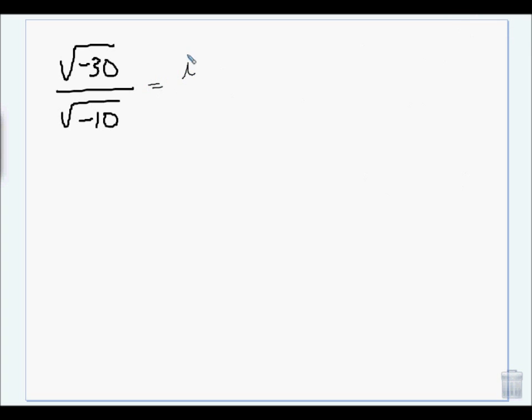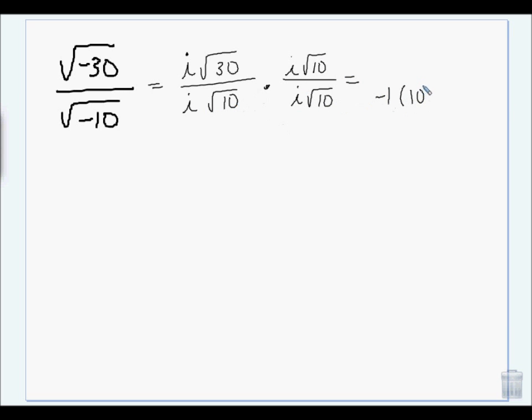So first I'm going to pull out my i. I'm going to pull out my i. Okay, I can't have i's in the denominator. I can't have radicals in the denominator. So to get rid of that, I'm going to multiply by i root 10. i times i is negative 1. Root 10 times root 10 is just 10. And then i times i is negative 1, and 30 times 10 is 300.